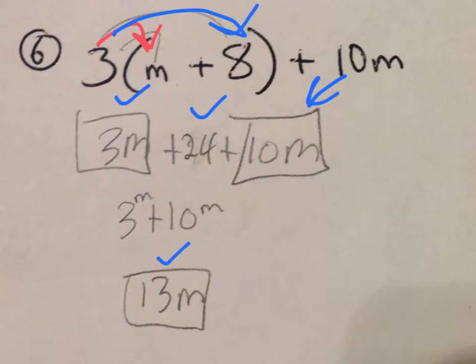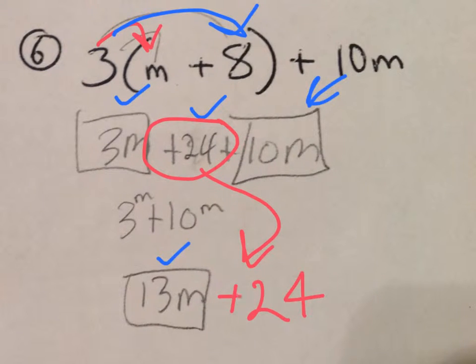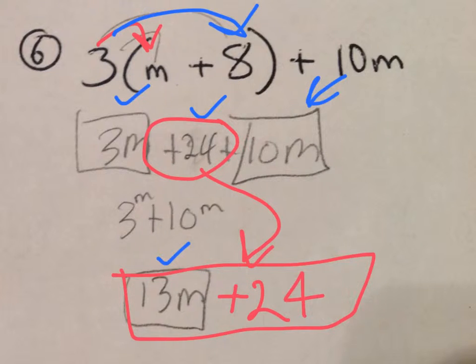Nice. But you forgot to bring down the plus 24. You can't forget that. So this is our answer, 13m plus 24. Without it, that's going to be the wrong answer, but I can see that you got the concepts down, so nice job.